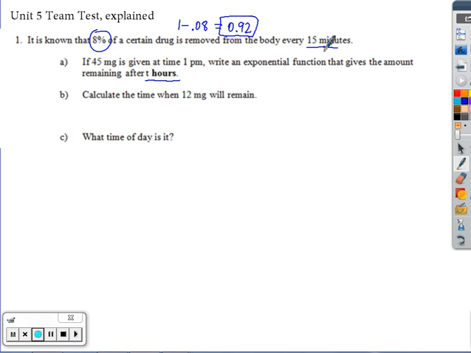Every 15 minutes just tells us it happens 4 times per hour. That's going to be our exponent. So y equals 45 times 0.92 to the 4t power. Okay, it's not a compounded problem. All right, calculate the time when 12 milligrams will remain.